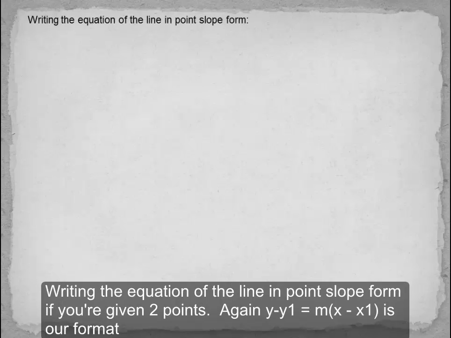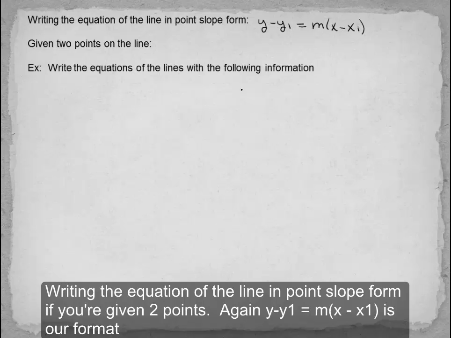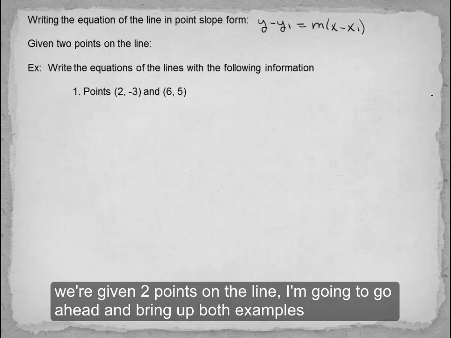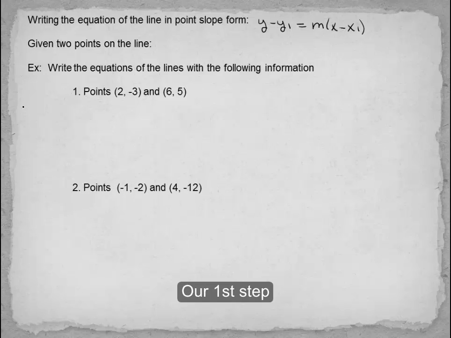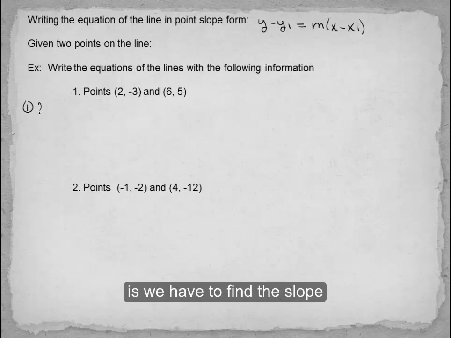Writing the equation of a line in point-slope form if you're given 2 points. Again, y minus y1 is equal to m times x minus x1 is our format. We're given 2 points on a line. I'm going to go ahead and bring up both examples. Our first step is we have to find the slope.